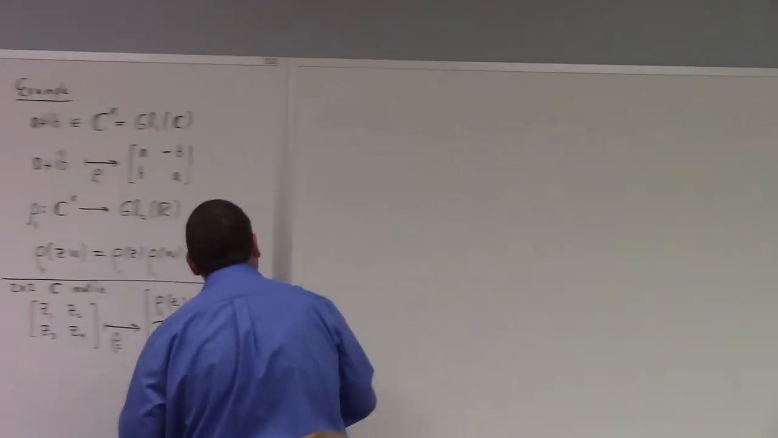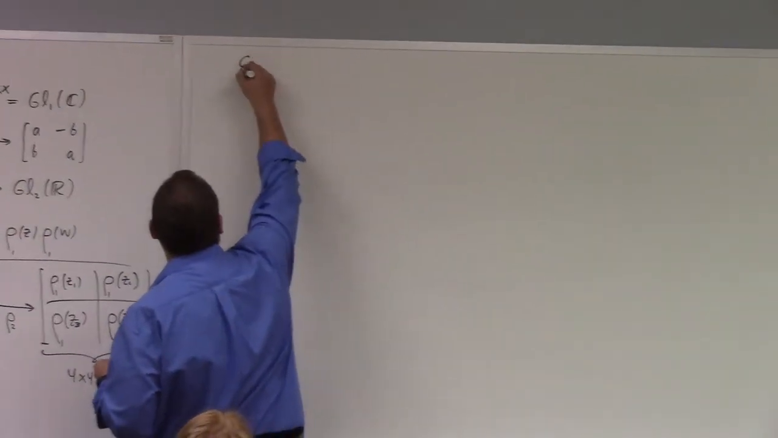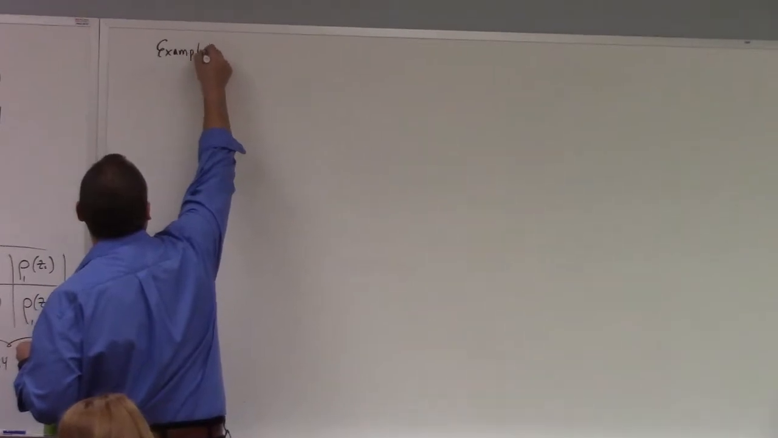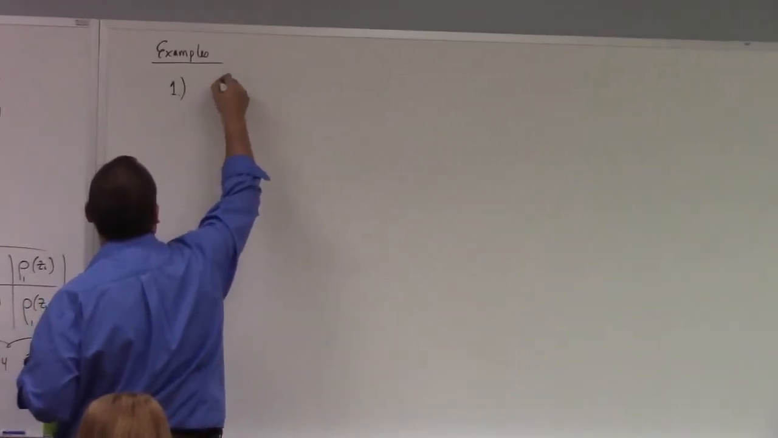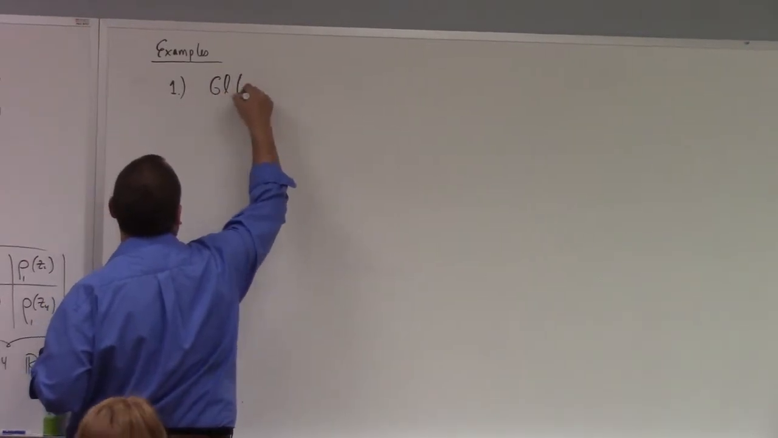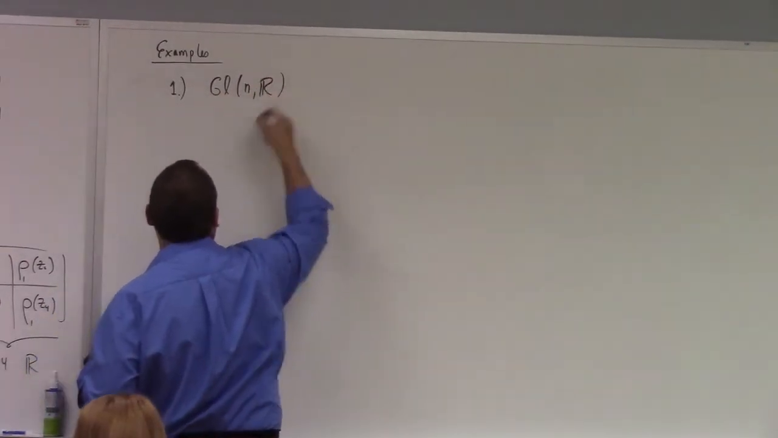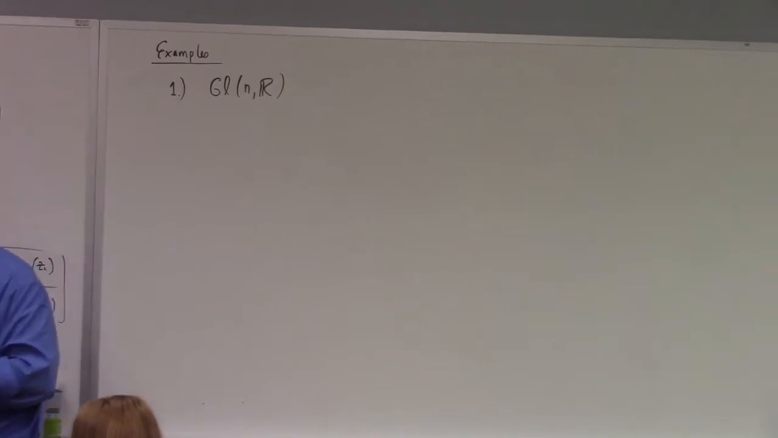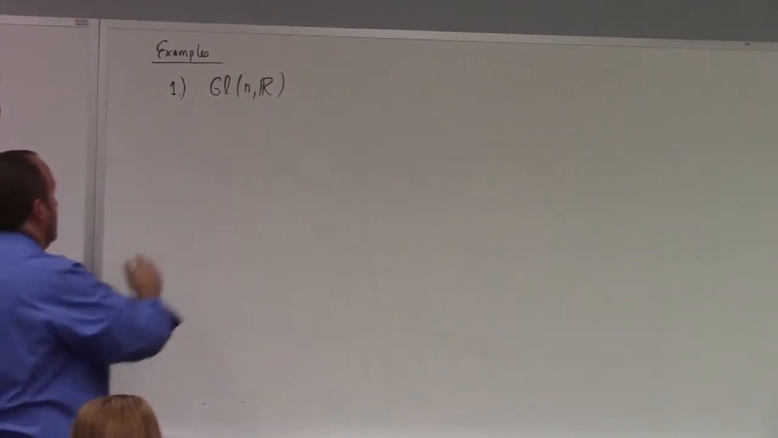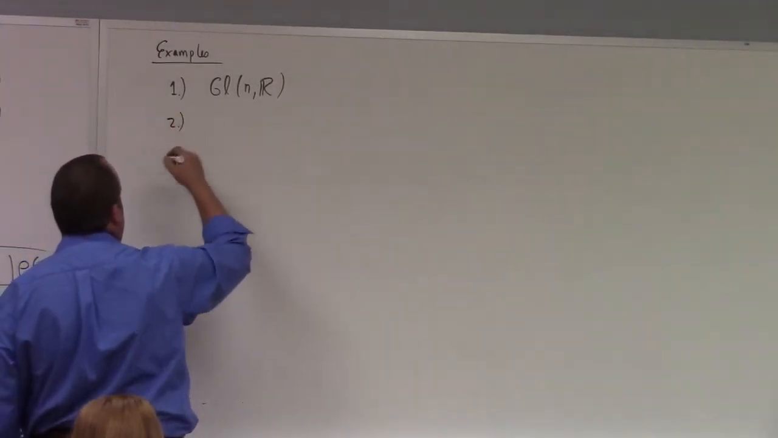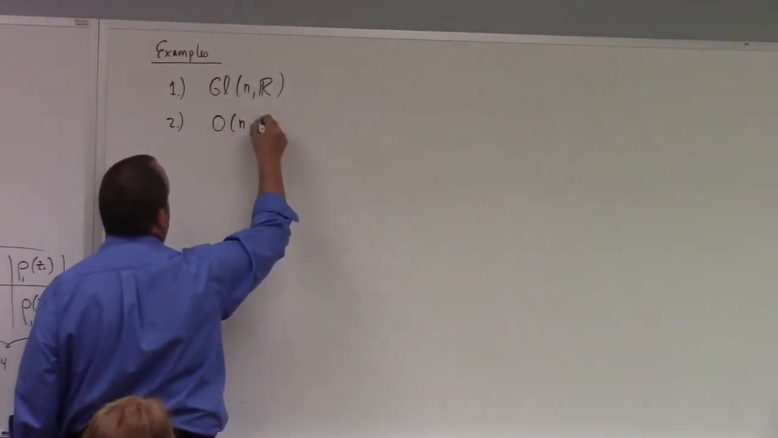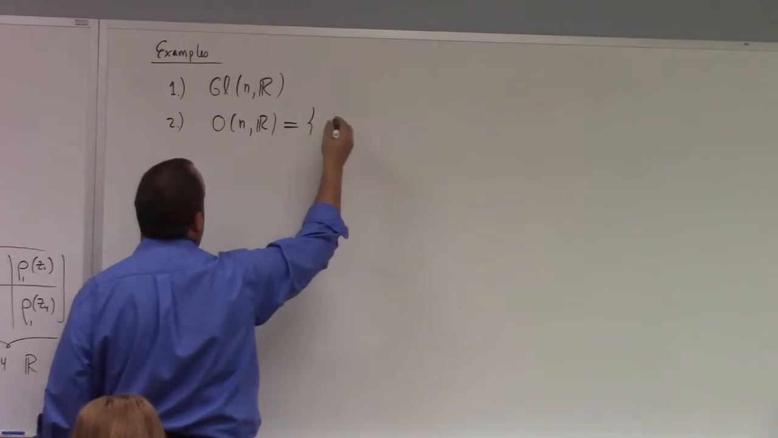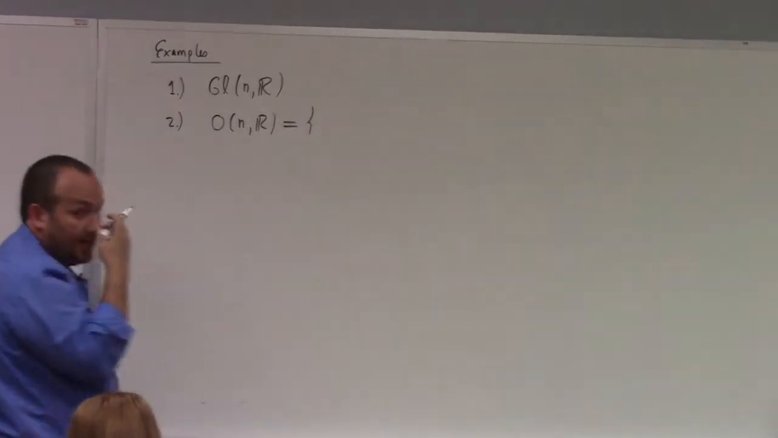All right. So what are some examples of matrix groups? Number one, obviously, GL_n(R) is itself a matrix group, right? The set of invertible n by n matrices. But we've had other ones, right? We've talked about O_n(R). What was that? This is the orthogonal n by n real matrices.